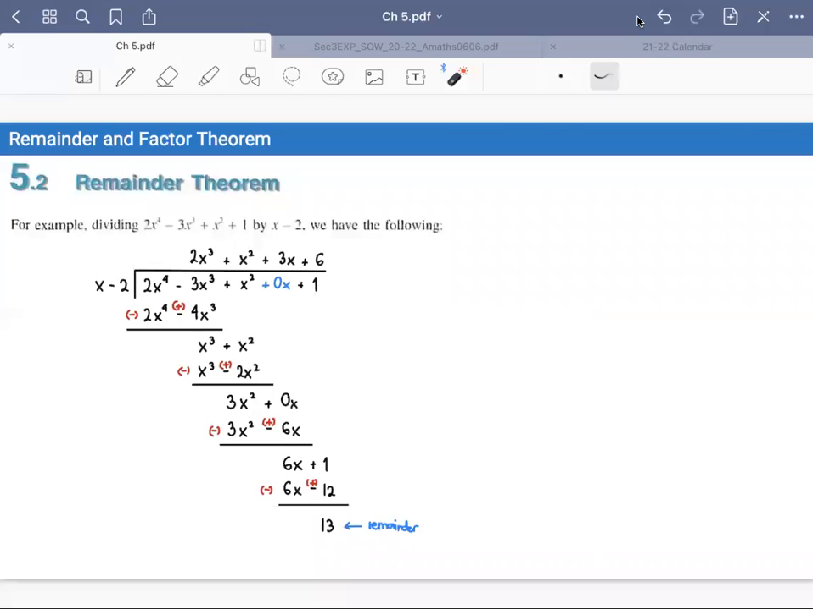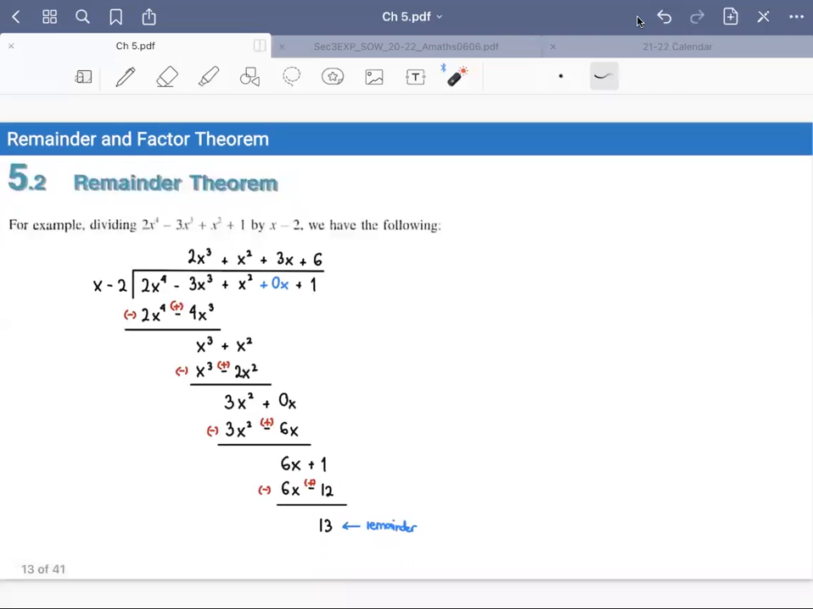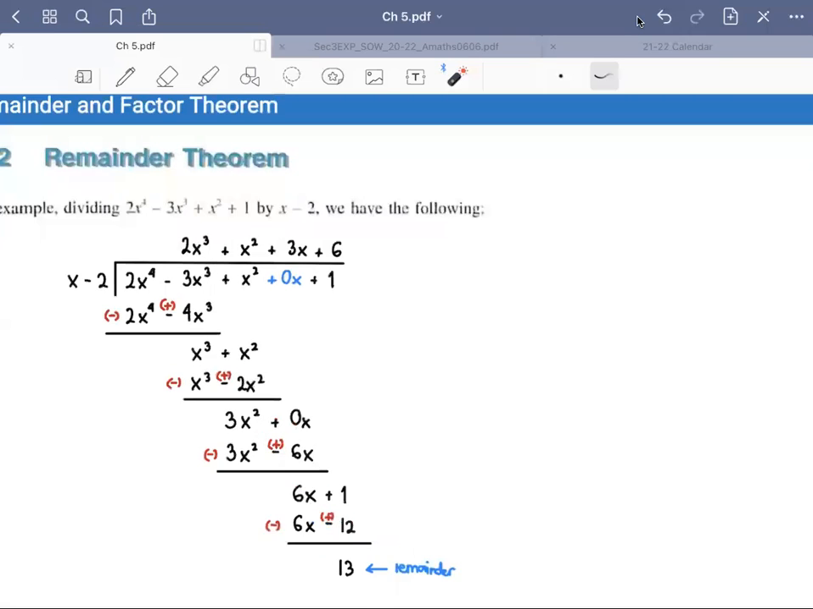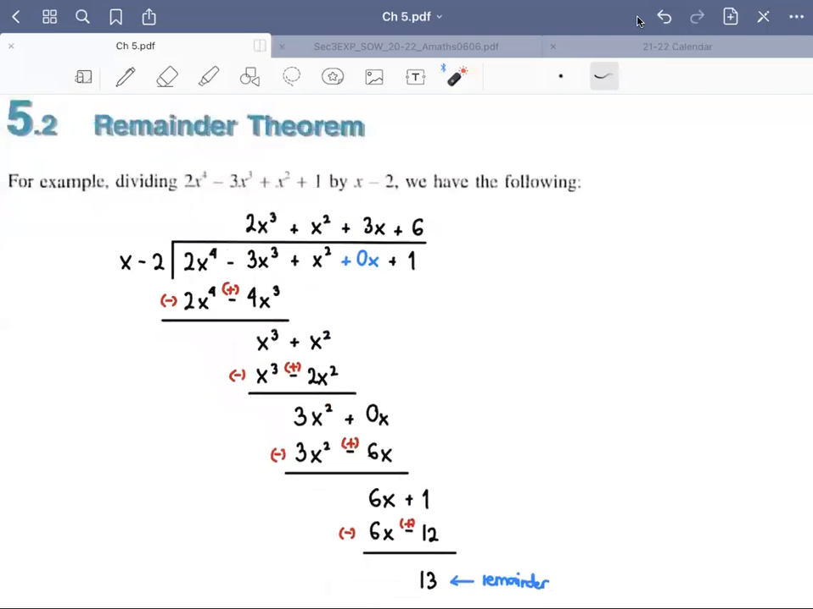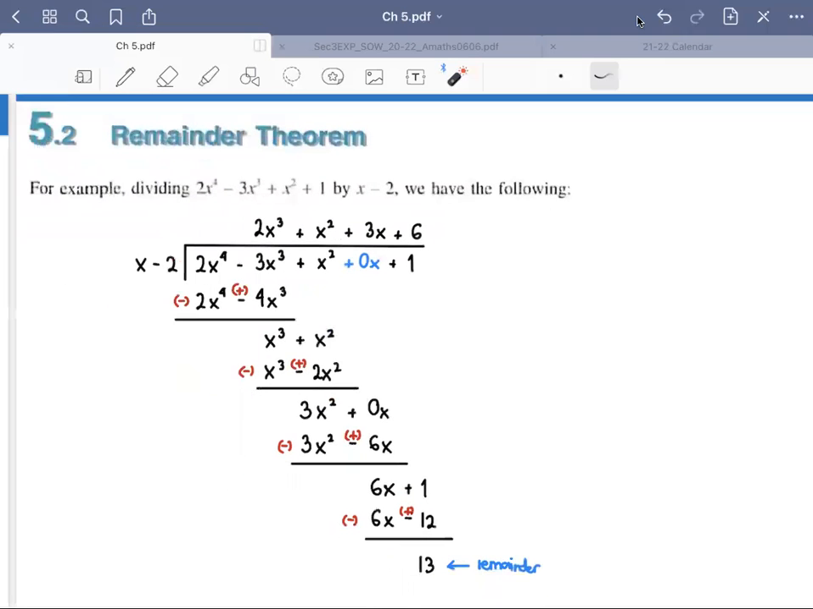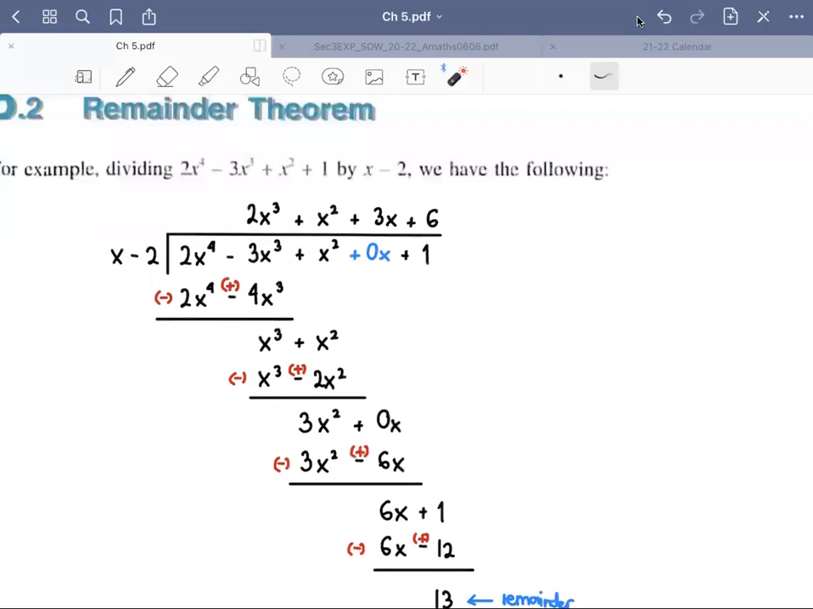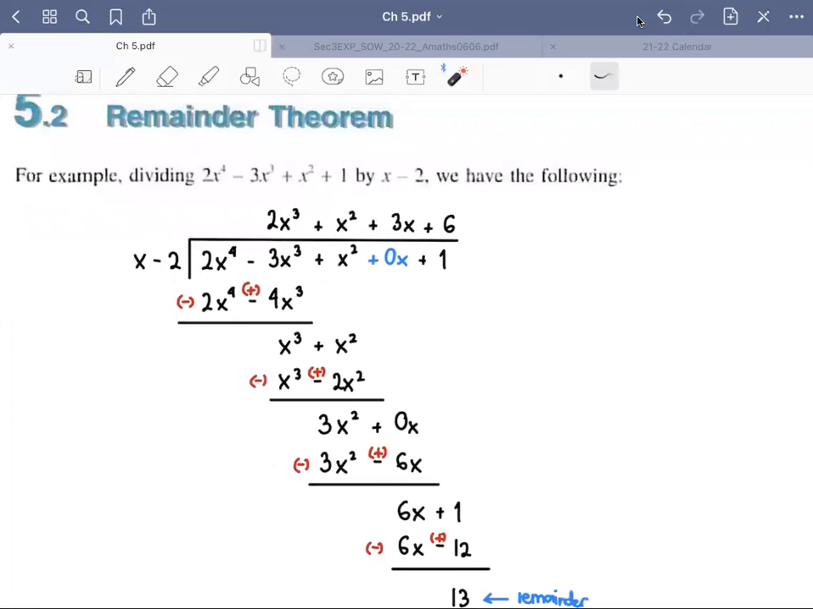But in algebra, we can also divide polynomials. Look at this example here. Looks complicated, right? But the process is just repeating and repeating until you get the remainder. Let's have this one first, and then from here I'll discuss what the remainder is.